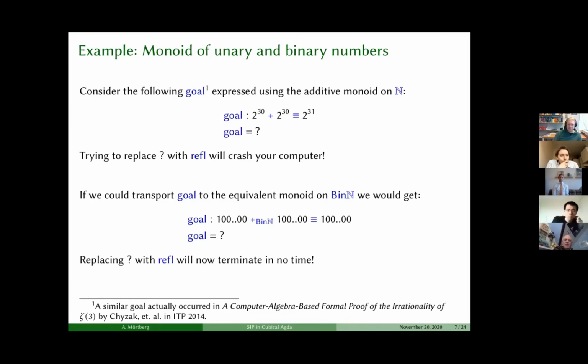And now if you plug in refl in this goal, it will terminate in no time because, well, it's just a list with 30 elements, that's nothing. So it's very easy to solve for the computer. So this is what we want to do, and we want Agda to do this kind of transporting the goal and replacing all the operations by the efficient ones and all the concrete terms with the efficient representation. So how can we do this?